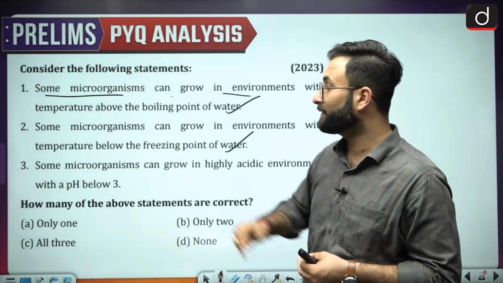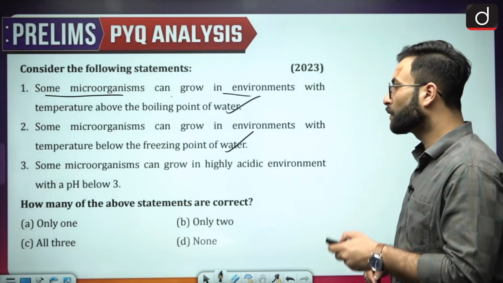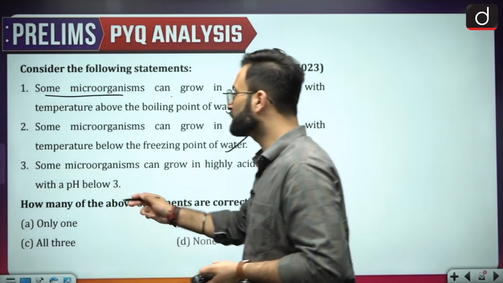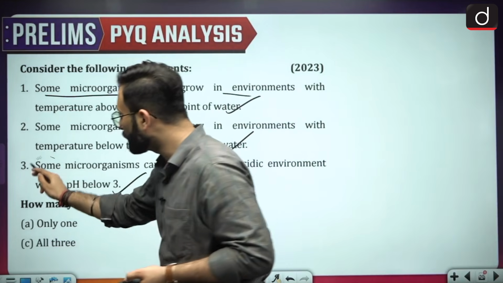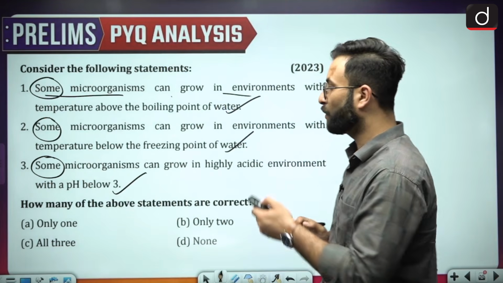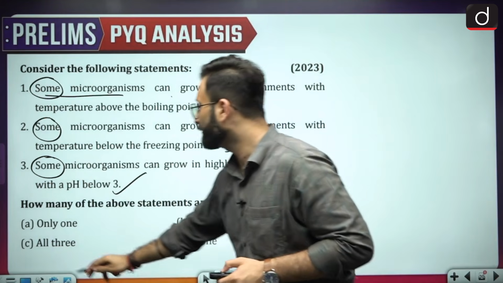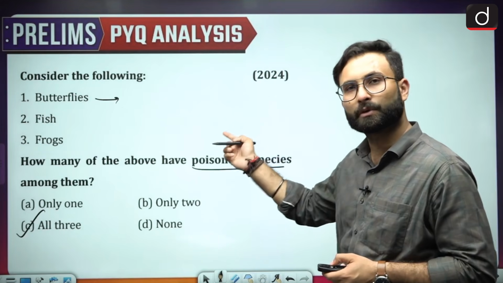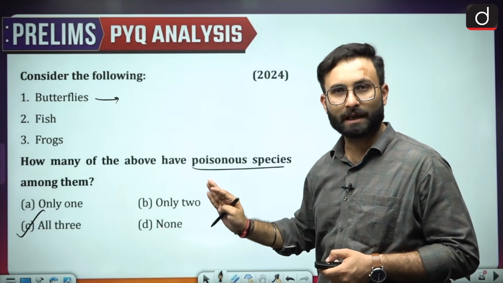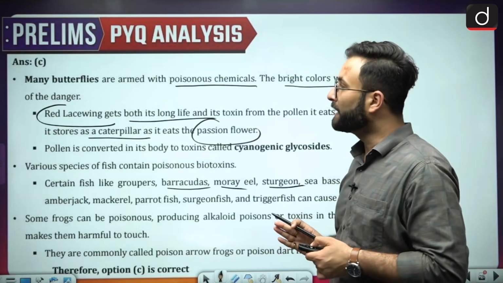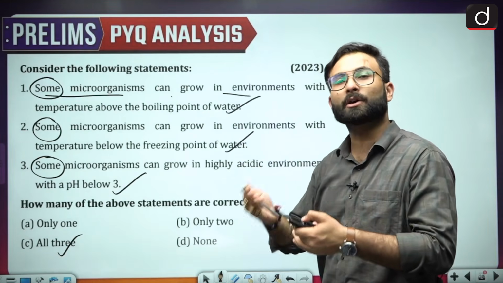Coming to the next one, some microorganisms can grow in highly acidic atmosphere. Again, that can also be true, because obviously they are talking about some microorganisms. There can be some kind of examples which can exist. So all the three statements are correct. Option C is the right answer. Here you can say in 2023 they asked about this, and in 2024 they asked a similar question, where we can think that yes, there can be a species like that. Here also we thought that there can be a microorganism like that.